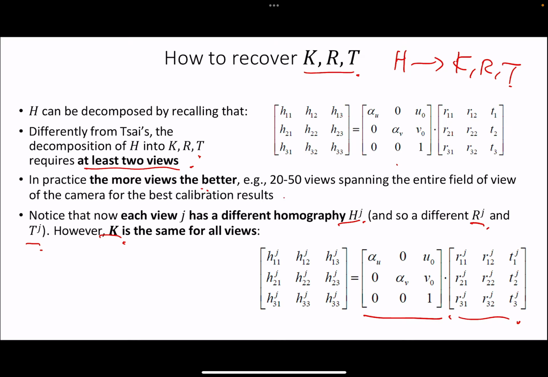This is also similar. In theory, we only need 2 views, but in practice, the more views, the better. So for about 5 minutes, we just hold the checkerboard and rotate it in front of the camera to secure enough viewpoints. That is what we do when doing camera calibration.